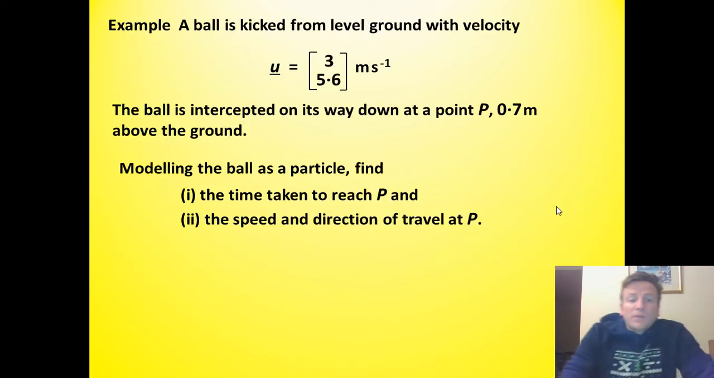So here's another example. A ball is kicked from level ground with a velocity u equal to (3, 5.6), so 3 is in the x direction, 5.6 is in the y. The ball is intercepted on its way down at 0.7 meters above the ground. It's telling us to model it as a particle, so we're ignoring air resistance. We need the time taken to reach point P and the speed and direction of travel at P.